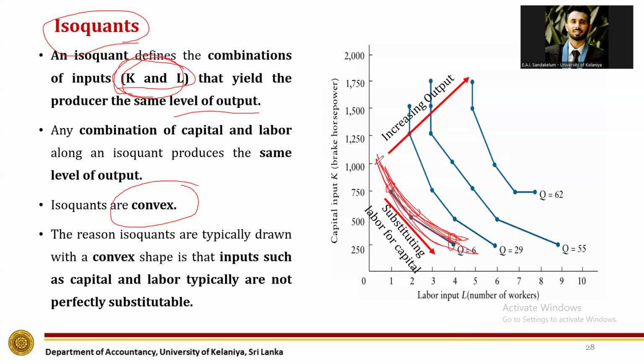Isocons simply means the different kinds of combination. So why isocons do not become straight lines? I will complete only the isocons. So please give the answer. Why do isocons not become straight lines? Why do isocons not become the straight line?